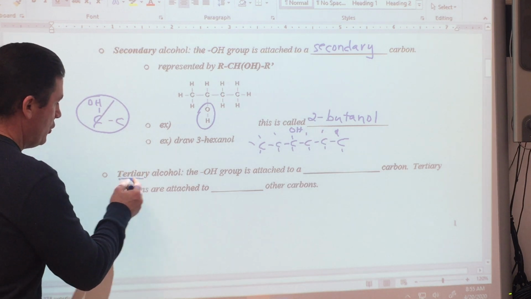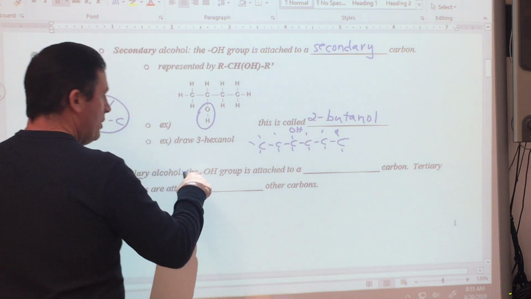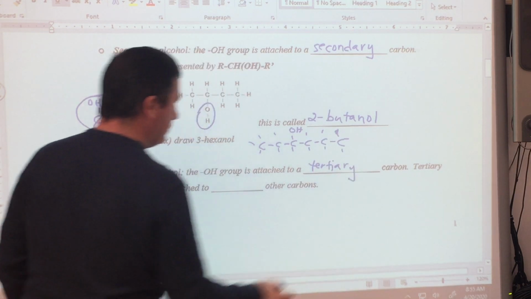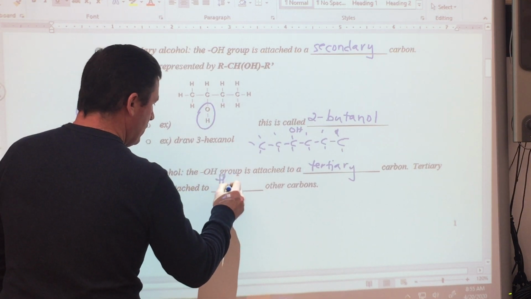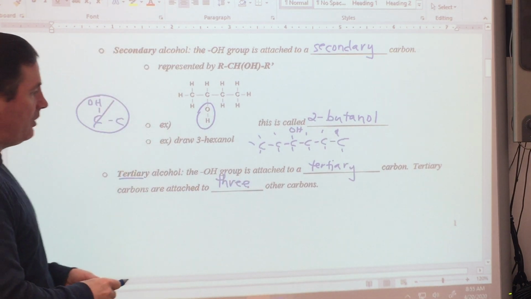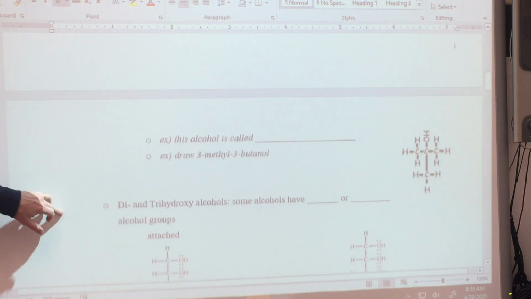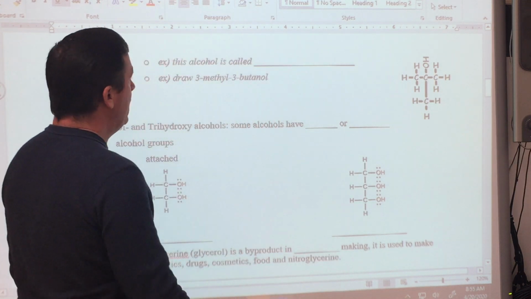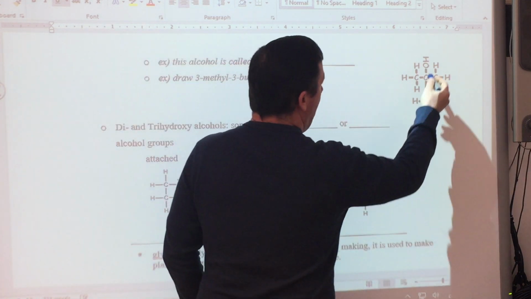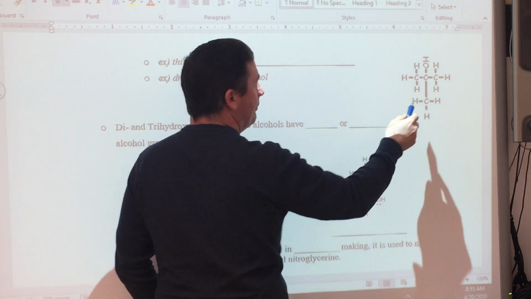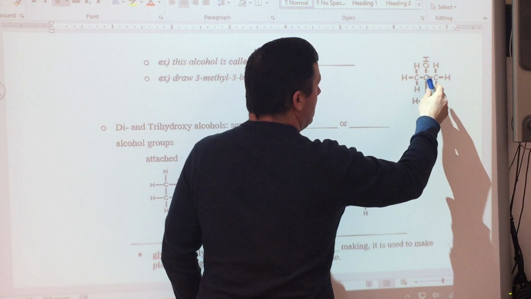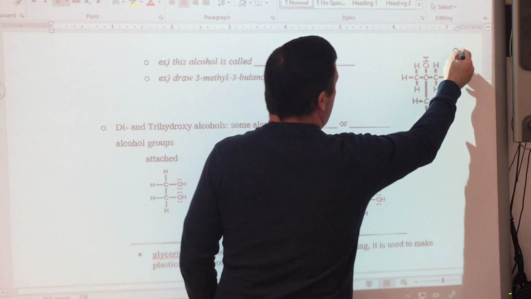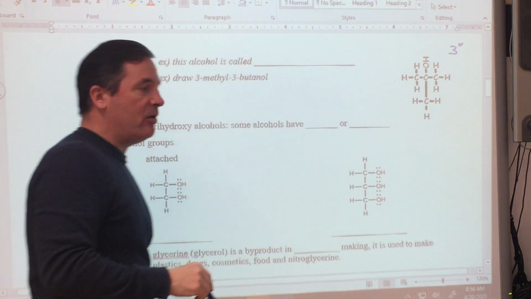All right, the last one is tertiary. The OH group is attached to a tertiary carbon. And what does that mean? It means it's attached to 3 other carbons. Okay, so this particular alcohol over here is a tertiary alcohol. Now, this introduces something new. That carbon is attached to 1, 2, 3 other carbons. Because of that, it's a third order or a tertiary alcohol.